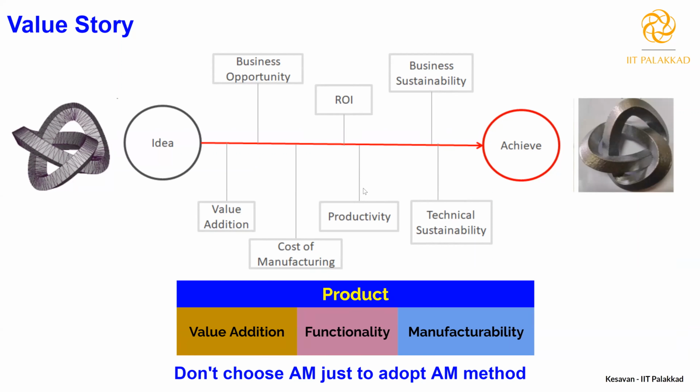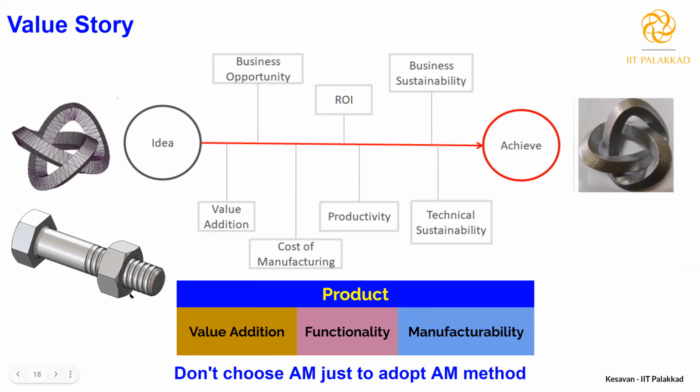So it is complex. Then if I have another component, let's say this very conventional nut and bolt, can I use additive manufacturing to make such a component? There is a big question mark. You cannot, because making a nut and bolt is conventionally proven. There are robust manufacturing methods available. Better you use those manufacturing processes rather than switching to additive manufacturing.